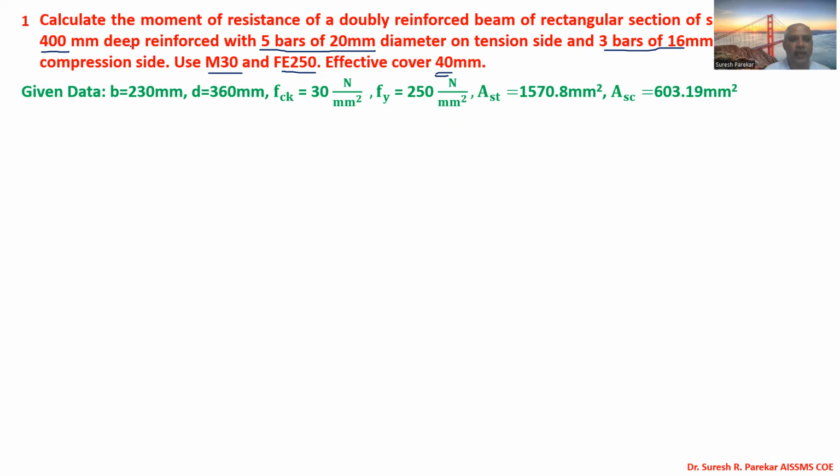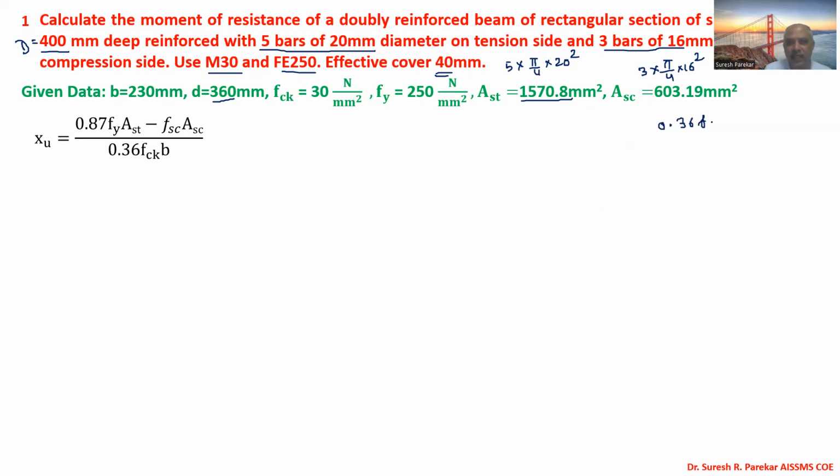We have 400 as D. If not mentioned, then we have to take it as overall depth. We subtract 40, so we will get 360. Now we can find this Ast, that is 5 bars of 20 mm diameter, and we have this as 1570.8. And this is 3 bars of 16 millimeter diameter, we will get 603.19 millimeters square.